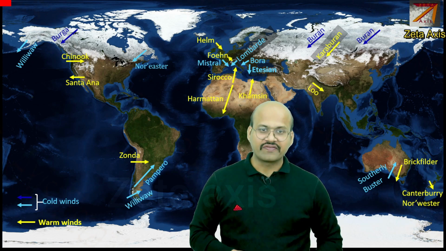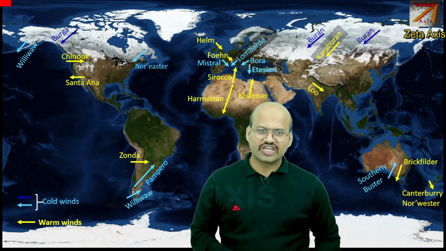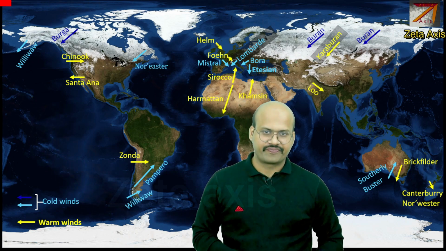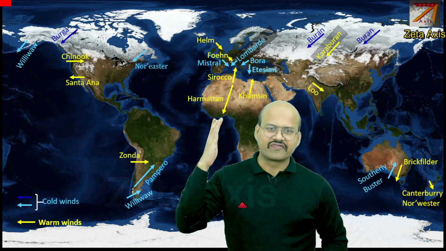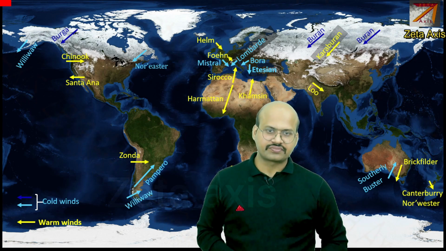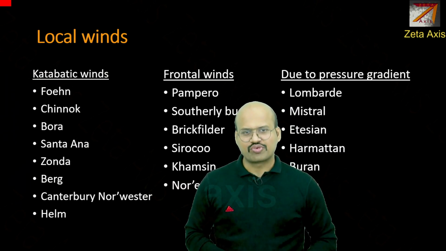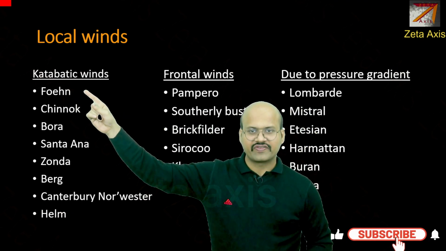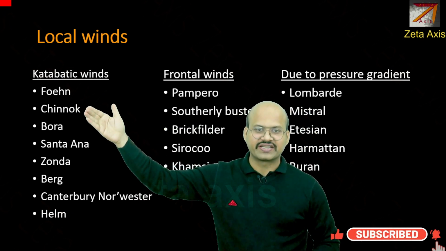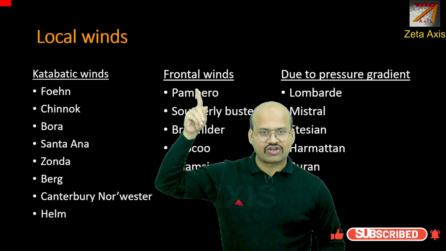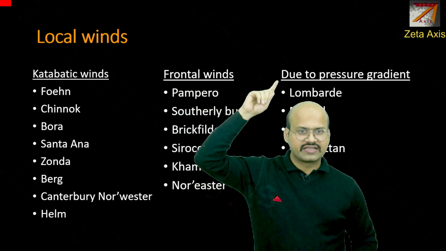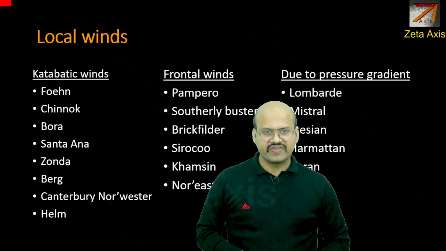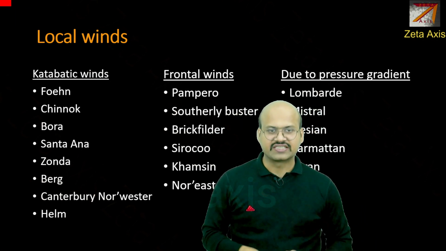The local winds are winds which are created due to certain local atmospheric as well as physiological conditions. Therefore, these winds are confined to one region. The local winds can be broadly and loosely classified into 3 groups: the katabatic winds, which are caused by winds descending a mountain, the frontal winds which are caused by fronts, and then there are winds which are created due to huge pressure gradients. We will discuss each of these winds in detail in these 3 videos.